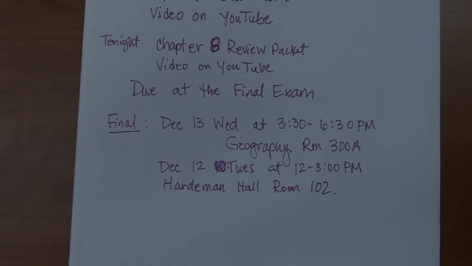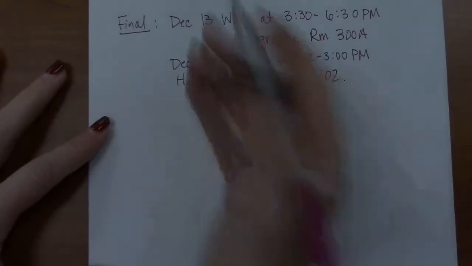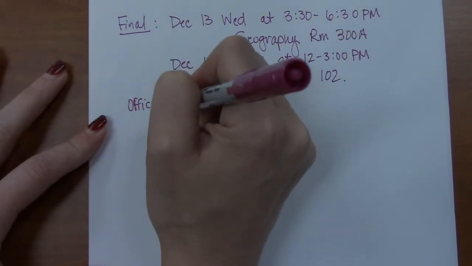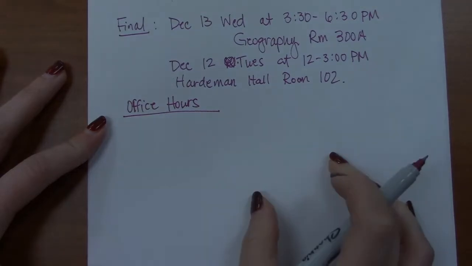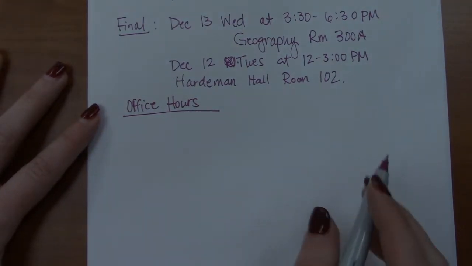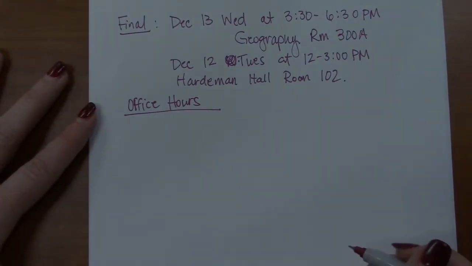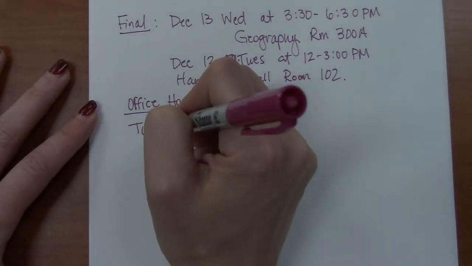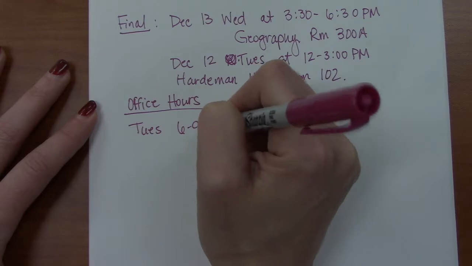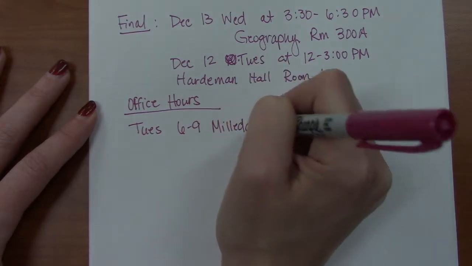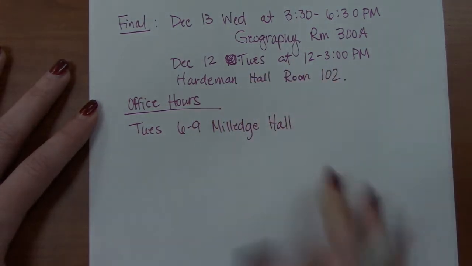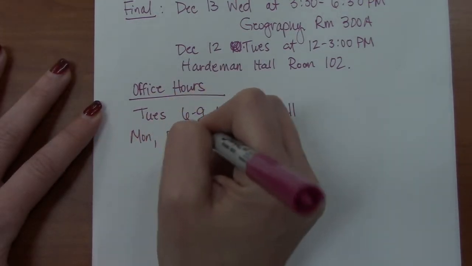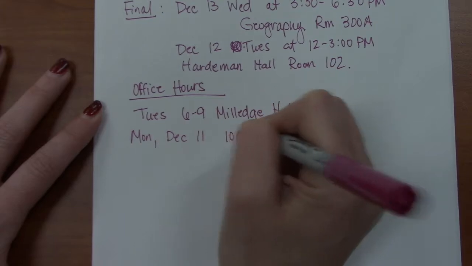One last thing. I will have office hours. Tonight's my last science guys night for the semester, so I'll be working late till 8, and then I'll have to go back and record for you guys. But Tuesday, tomorrow, even though we're on a Friday schedule, I will be in Millage Hall from 6 to 9. So that's the Millage Hall Math Lab. And then Monday, December 11th, from 10 a.m. to noon.